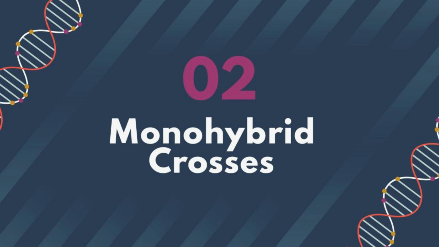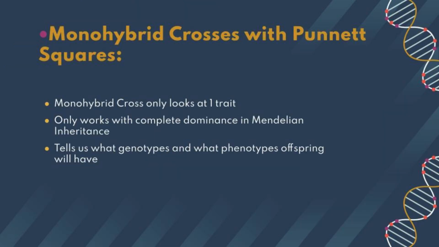Now, the first thing we're going to look at is monohybrid crosses. And a monohybrid cross with a Punnett square is going to look at one trait only. And these are only valid with Mendelian inheritance for the traits that we're about to look at in the crosses. And this is going to tell us what genotypes and what phenotypes offspring could potentially have.